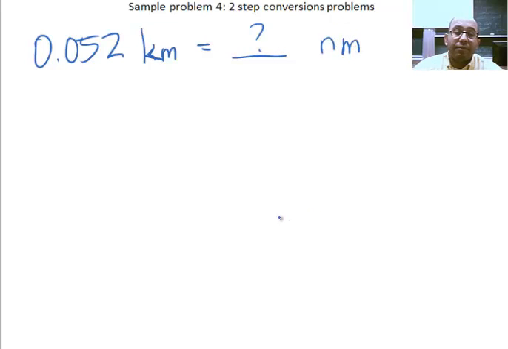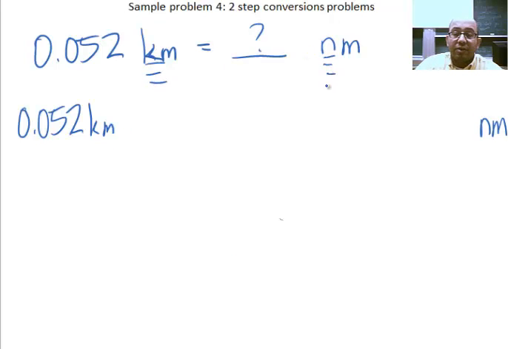Okay, so let's do one more. We will go 0.052 kilometers. How many nanometers is it? So we put our given on the left side, 0.052 kilometers. We put our answer on the right side in nanometers. And because we know that they both have prefixes, we're going to have two fractions.